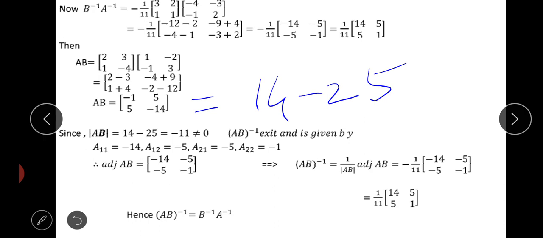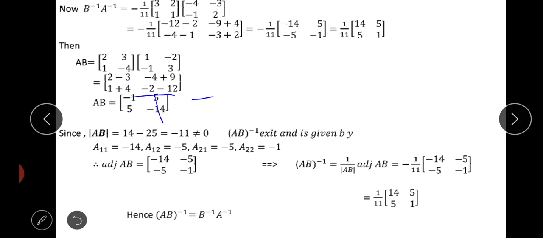To find AB inverse we have to know how to find the cofactor. Then cofactor A11, for this matrix AB, delete first row and first column, what will we get? Minus 14. This is the minor of A11. And how to find the cofactor? Minus 1 to the power 1 plus 1 is 2, into plus 1 into minus 14, we will get minus 14. Next A12, delete first row and second column, we will get 5, and 1 plus 2 is 3. Minus 1 to the power 3 is minus 1, so this is nothing but minus 5.